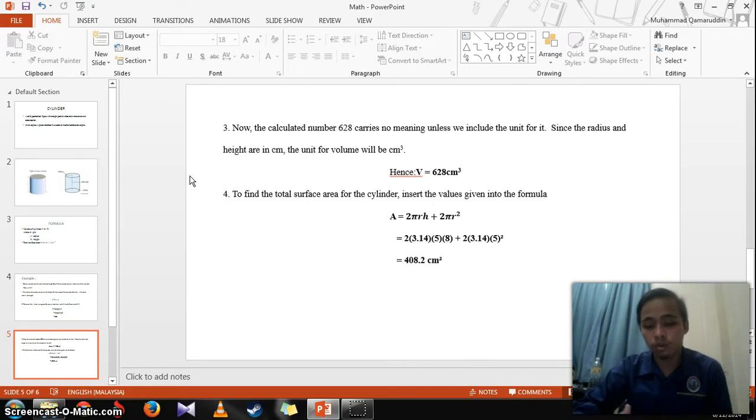If you do not write the unit for the answer, you will not be given the mark. Okay, to find the total surface area for the cylinder, insert the values given into the formula. As we know, the formula is A equals 2 pi r h plus 2 pi r square. So we just substitute the values given and we will get 408.2 cm square.